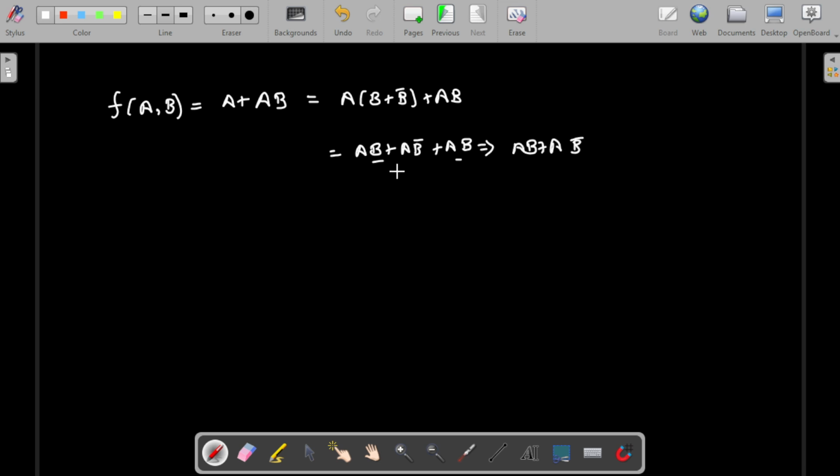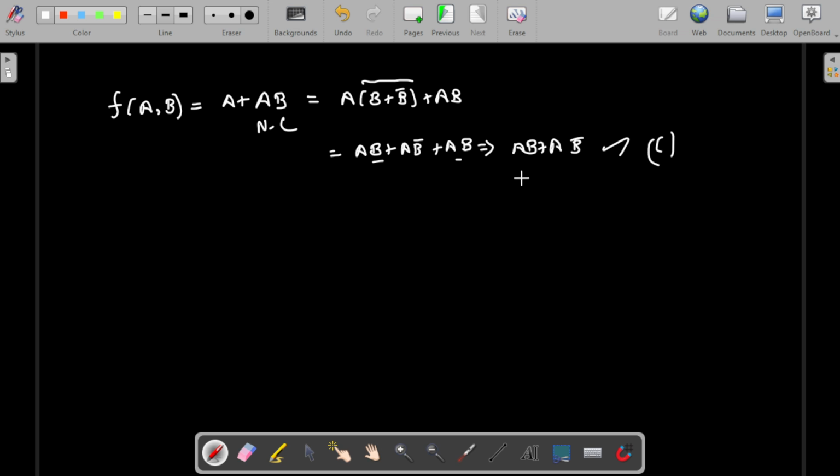So here this is canonical form. We have added a small note: instead of 1 we have added b plus b bar, and we are converting this from non-canonical form to canonical form. This is how we can convert from non-canonical form to canonical form.